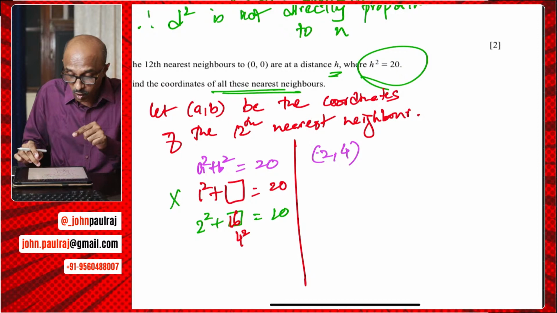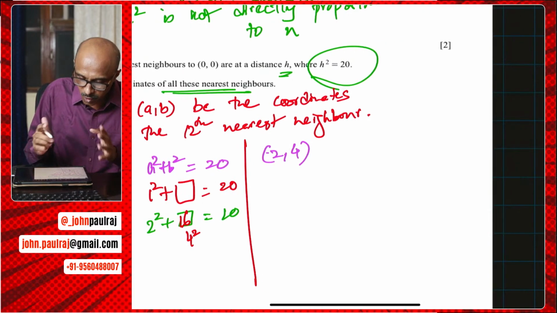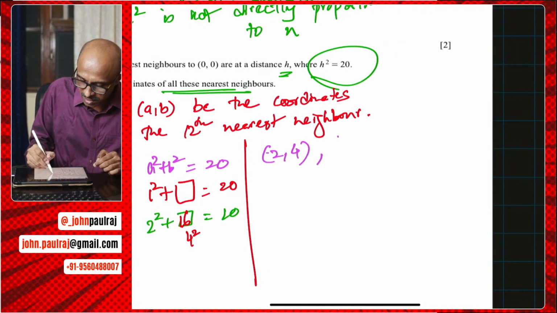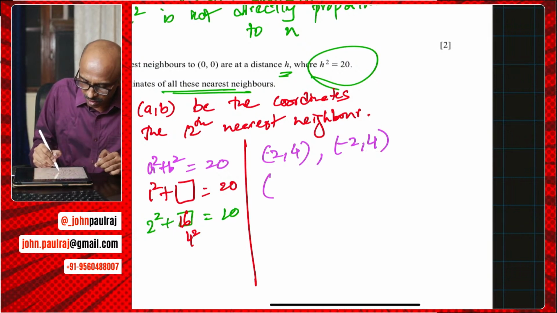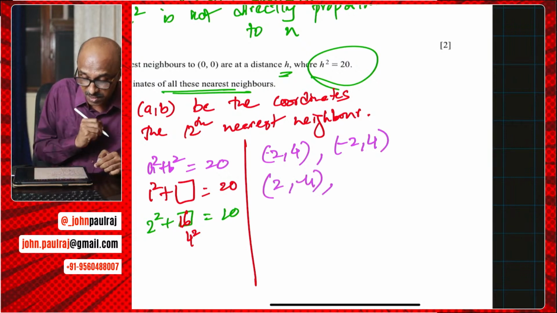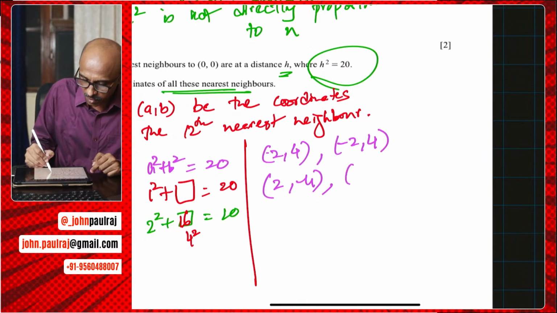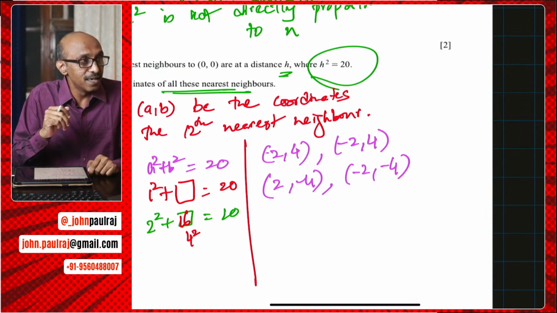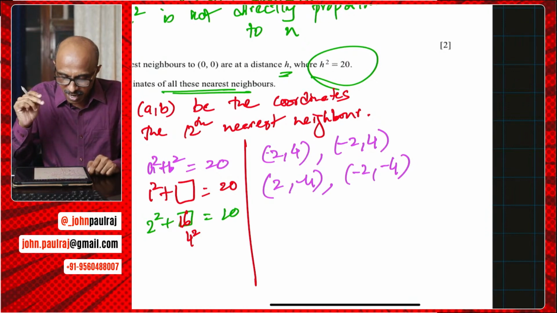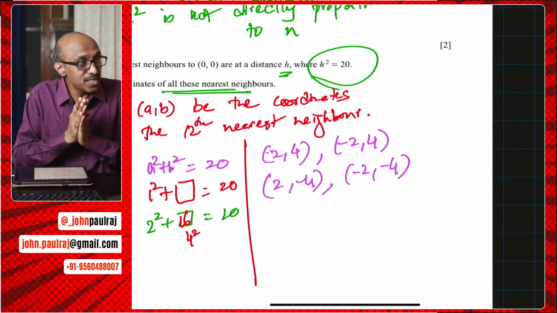and therefore you can say 2 comma 4 will be one such neighbor. And if 2 comma 4 is one neighbor, then because they are squares, negative 2 comma 4 is also going to be one of the neighbors. Also 2 comma negative 4, and then also negative 2 comma negative 4. These will be neighbors. Now let me see on the chat. Any other pairs? Just by looking at it, let me see in the chat.